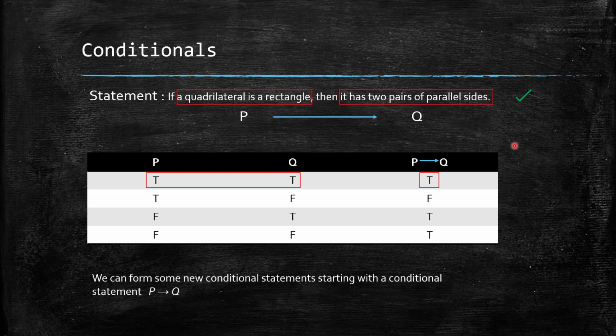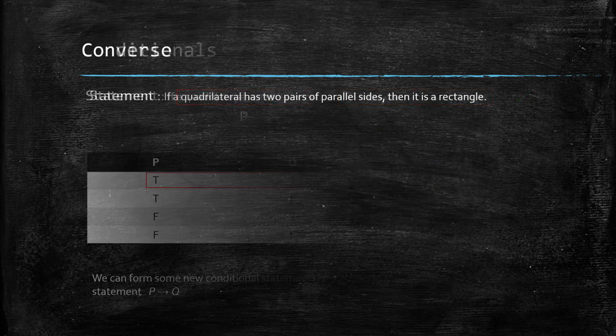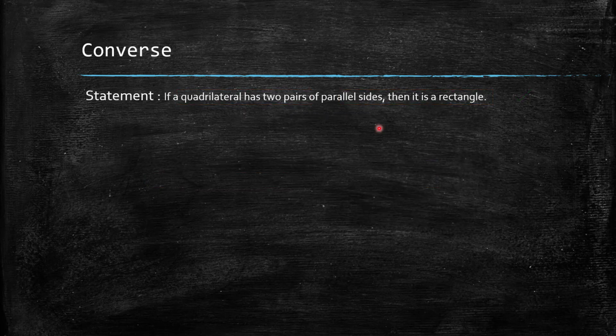Now based on this particular conditional we can form some new conditional statements as well, starting with this conditional P right arrow Q, P implies Q. Let us see what those forms of conditional statements are. The first one we talk about is the converse. Let's take this particular statement: if a quadrilateral has two pairs of parallel sides, then it is a rectangle.